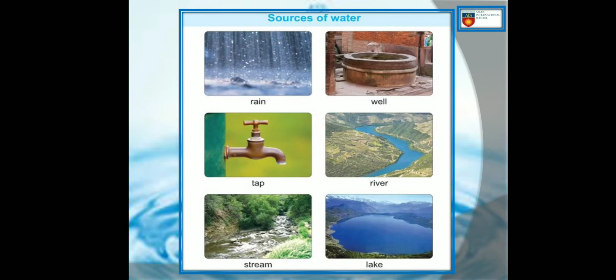Here in this slide, you are seeing different sources of water: rain, well, tap, river, stream, and lake. Now, some of these are man-made and some of these are natural. Can you tell me which are the man-made sources of water out of this?